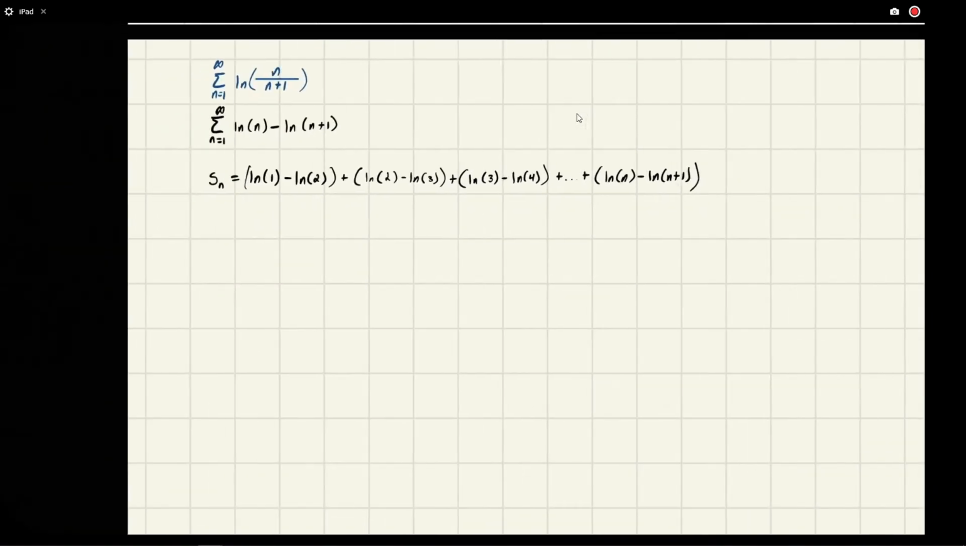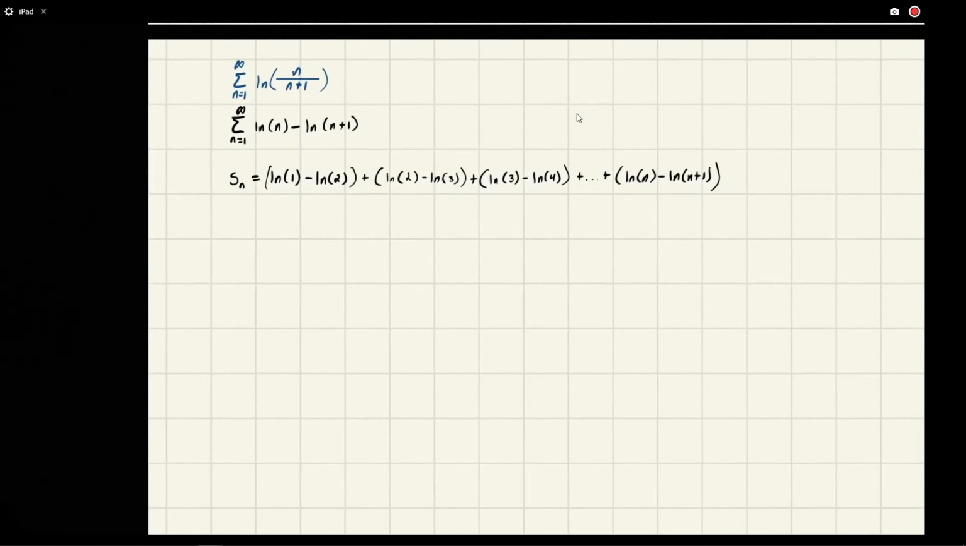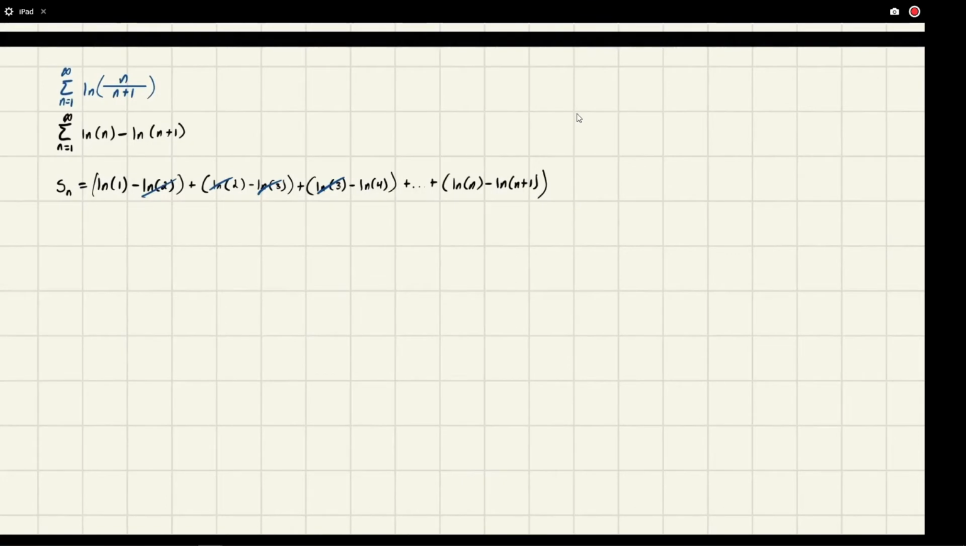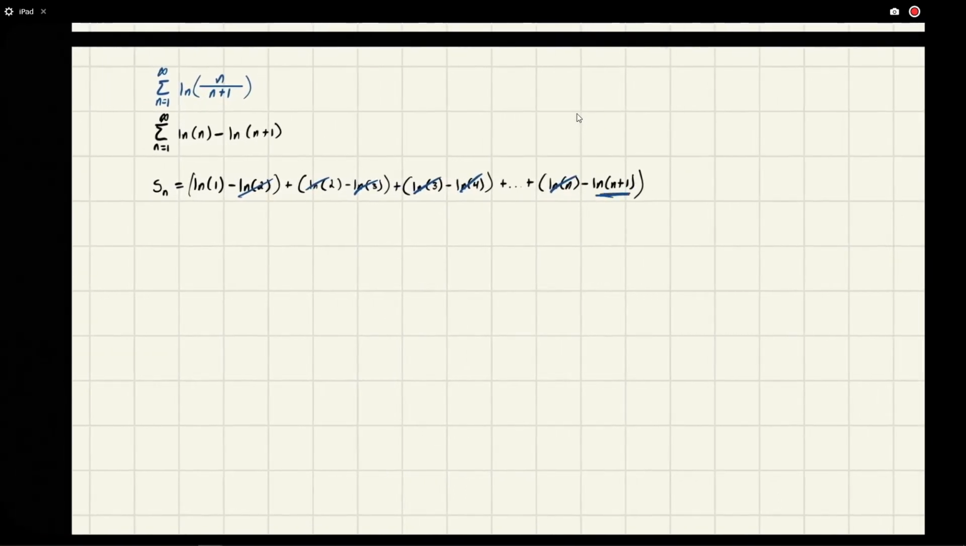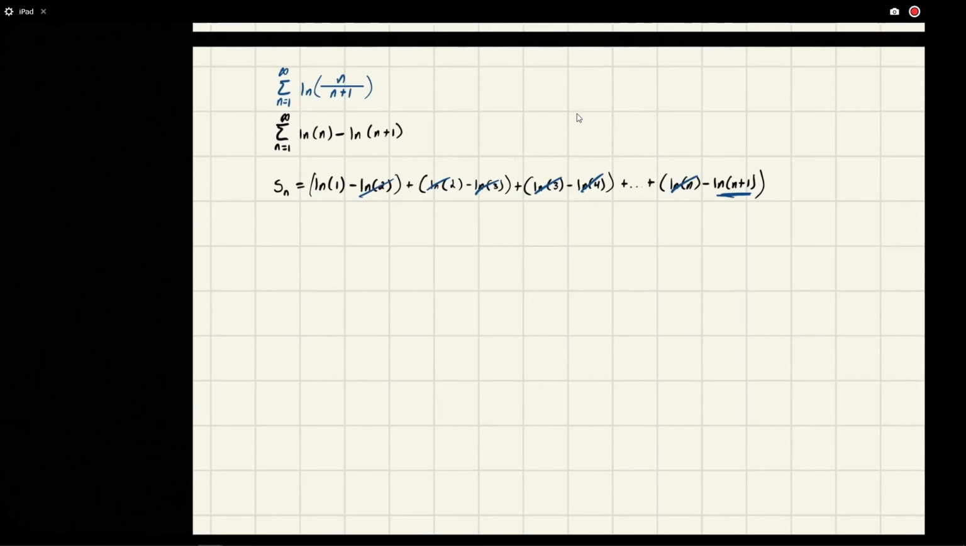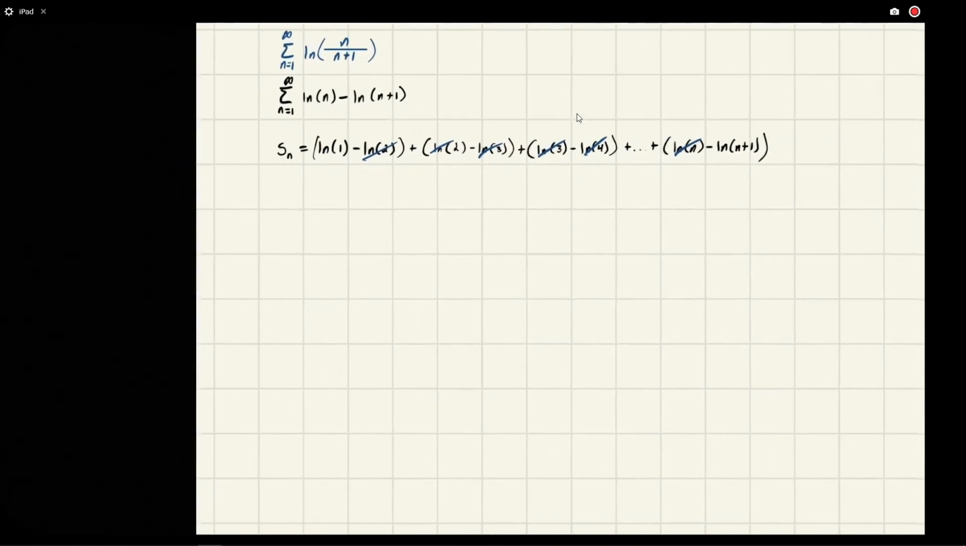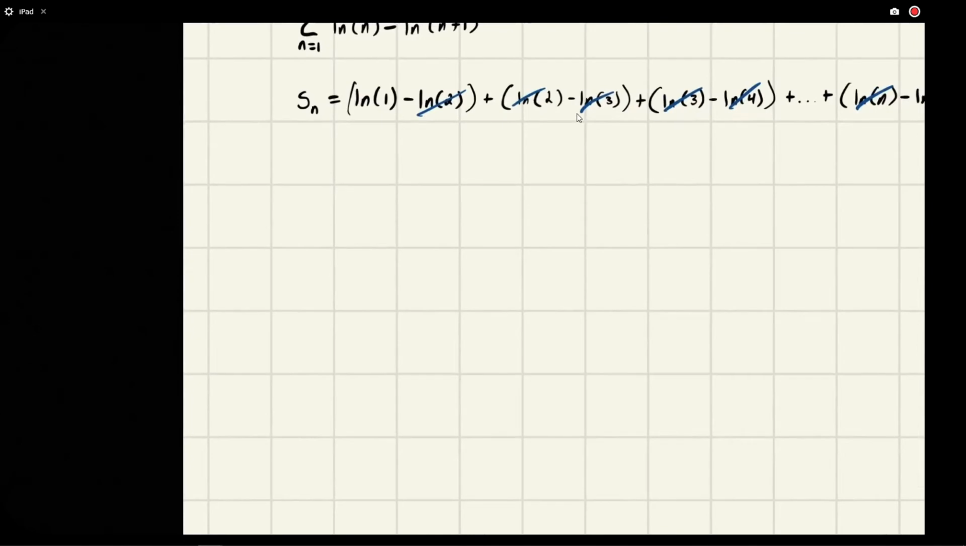All right, so just looking at this, we have things that cancel. This negative natural log 2 right here cancels with this positive one. The negative natural log 3 cancels with the positive. And then this would go on and on and on forever, all the way up to the natural log of n. And at the end of the day, we'd be left with this and this: the natural log of 1 and the natural log of n plus 1. So we can rewrite the partial sum as the natural log of 1 plus the natural log of n plus 1.